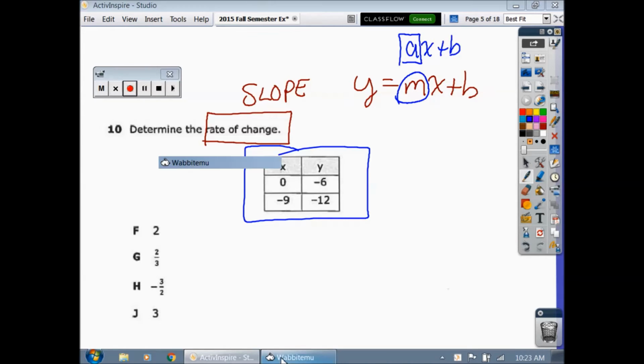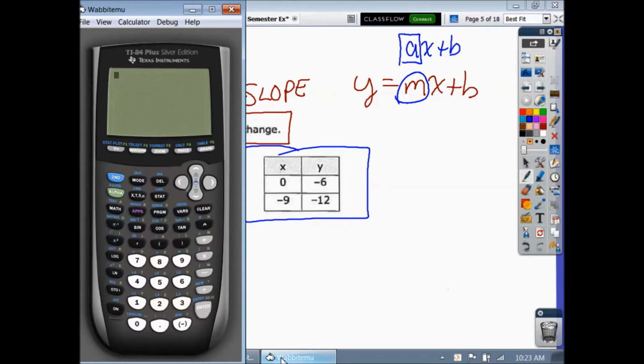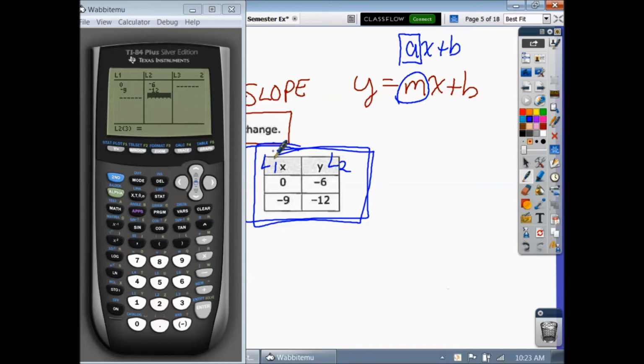So in this case, we are going to use stat edit. So stat edit, hit enter. We're going to type our x values in L1. So let's scroll over to L1: 0, -9. And we're going to type our y values in L2: -6, -12. So after you do stat edit, you're going to do stat, scroll over to calc, and look at number 4. Look at what we wrote right up here.